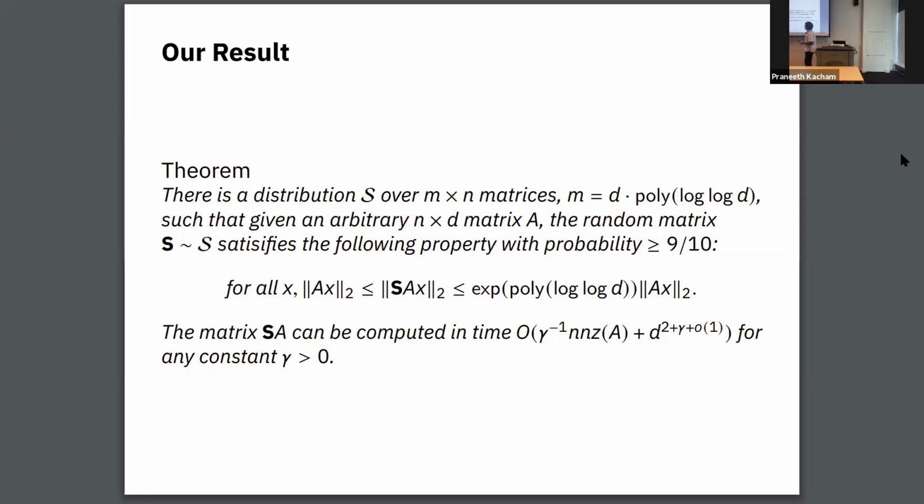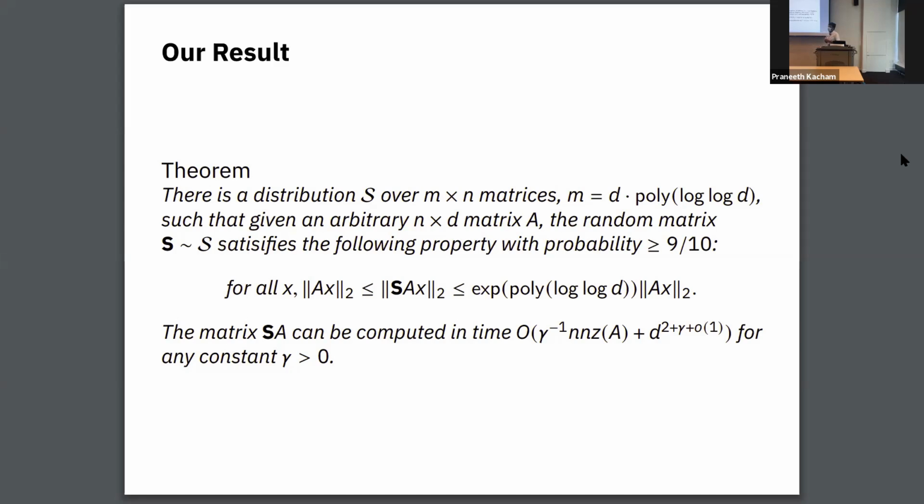And a sample from this particular distribution S can be applied to a given matrix A in time nnz(A) plus a d squared term. Here nnz(A) just denotes the number of non-zero entries in the matrix A, and our embedding works in input sparsity time. So if you are considering sparse matrices, you don't have to spend n times d time, just the number of non-zero entries in that matrix A.